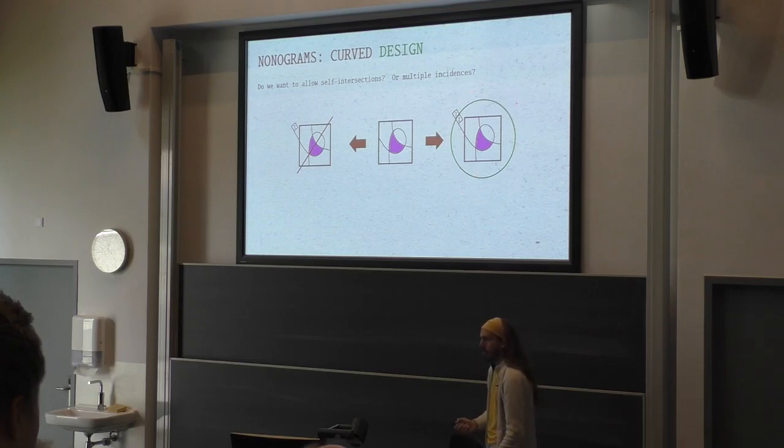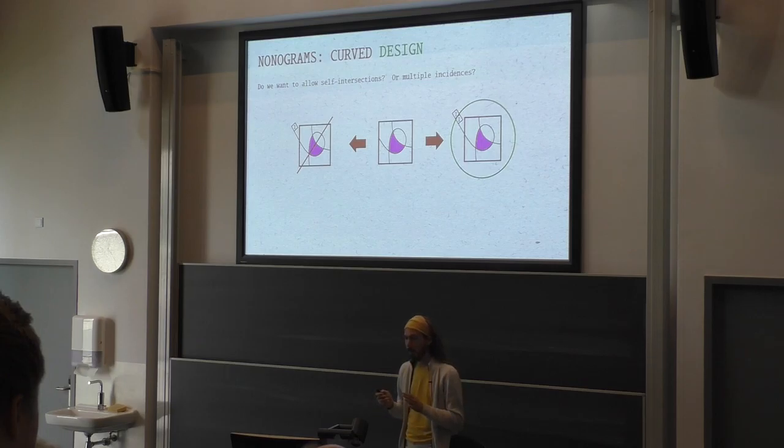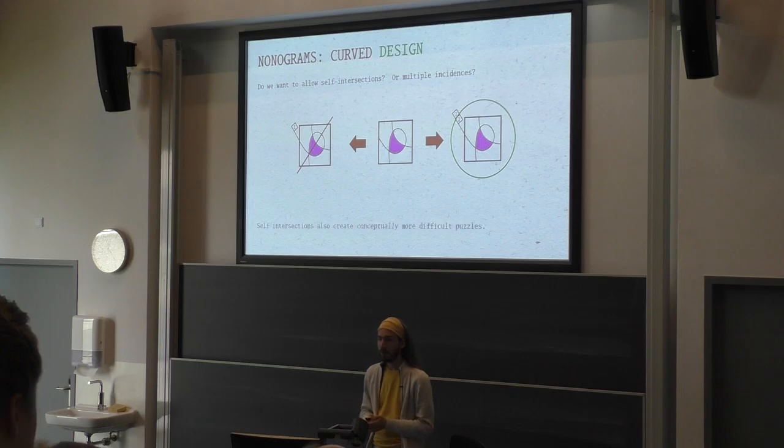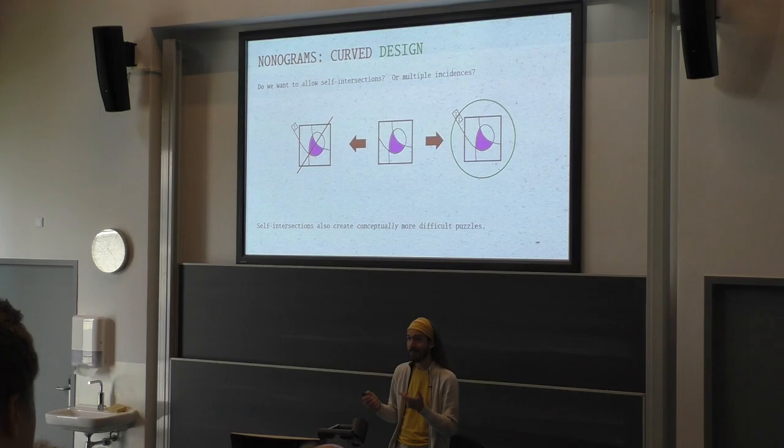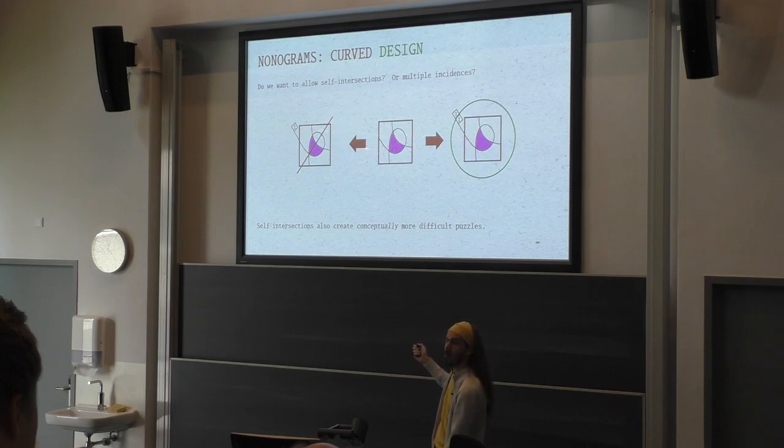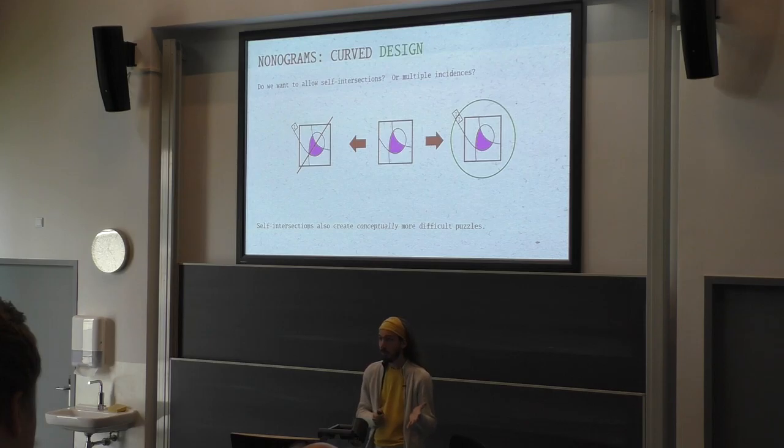But as with the case of triple intersections, the main message is that for a solver of the puzzle, self-intersections make the puzzle conceptually harder, because as a solver, you have to think about this and think about, okay, what does it actually mean? What happens when you have self-intersections? So for that reason, just like triple intersections, you might also want to avoid self-intersections. Okay.